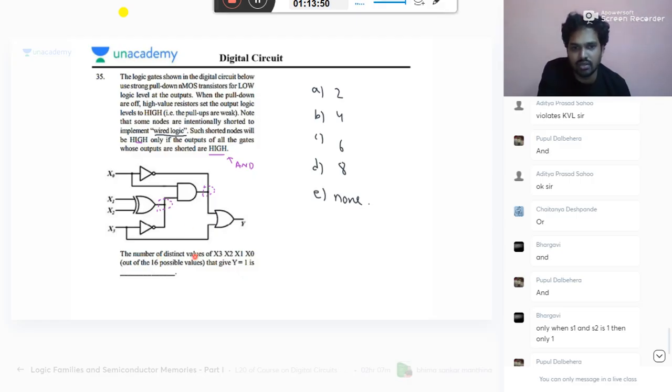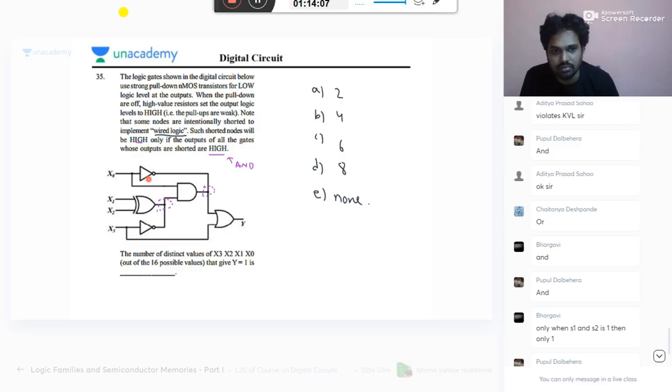The number of distinct values of x3, x2, x1, x0 out of the 16 possible values such that y equals 1. How many minterms is your output 1? That is the simple line. He asked it a little critically. Okay, so now let's do it.